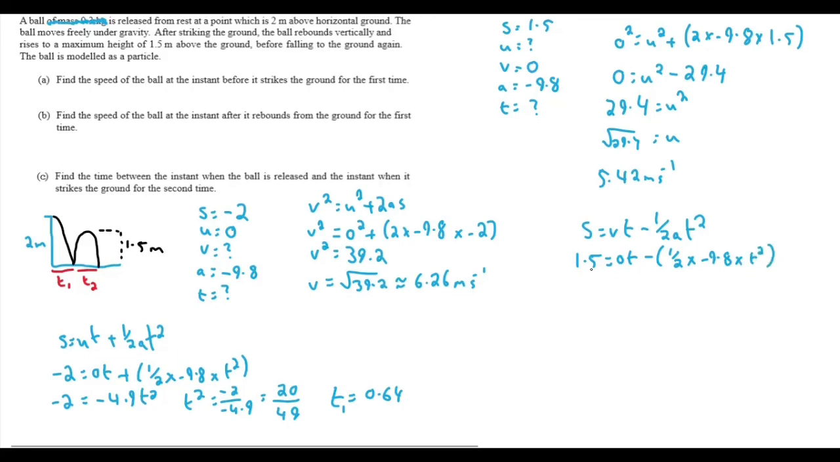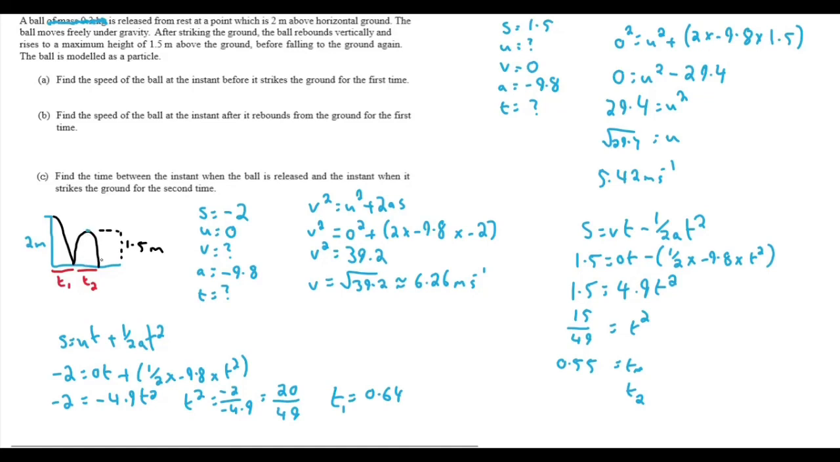So 1.5, 0T is still 0. Here, minus of a half times minus 9.8 is going to be positive 4.9 T squared. So if you then just do your 1.5 divided by 4.9, that gets you a fraction of 15 over 49, which, if you square root it, gets you approximately 0.55 seconds. This is not T2 yet though. T2, as I say, would be double this because we're going at this time here, the 0.55. That's just to get from where we bounced up until the maximum point.